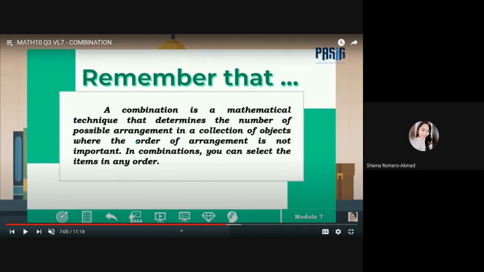Remember that a combination is a mathematical technique that determines the number of possible arrangements in a collection of objects, where the order is not important. In combinations, you can select items in any order you want. Okay?